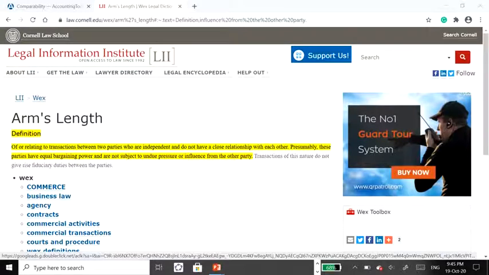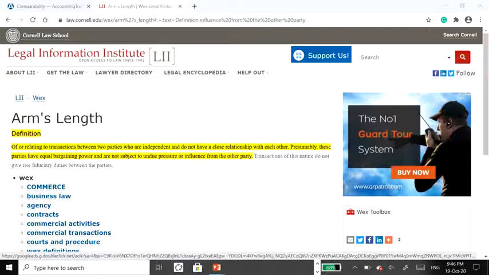What does arm's length bargaining mean? It means that relating to transactions between two parties who are independent and do not have a close relationship with each other. Presumably, these parties have equal bargaining power and are not subject to undue pressure or influence from the other party. Itu ialah arm's length. Okay.